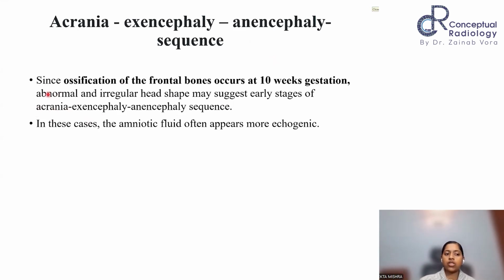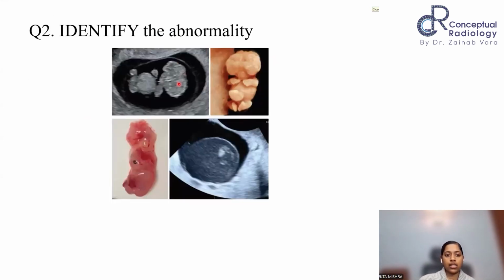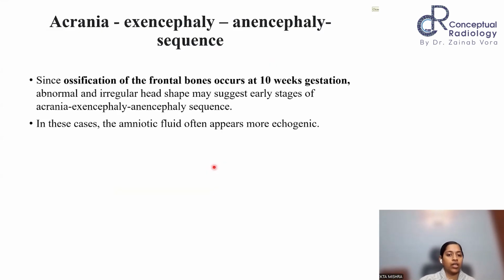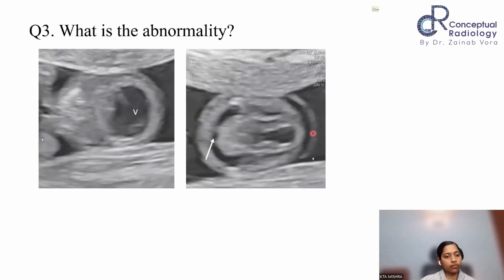So first there is absence of the bones, then the brain parenchyma herniates. Just like in this picture, you're seeing that the shape is not maintained and it is in direct communication with the fluid. Now, if you do a follow-up, the amniotic fluid becomes echogenic. So that is exencephaly, and eventually it gets dissolved. So everything above the orbit is gone. That is anencephaly, and the amniotic fluid appears more echogenic. Now the abnormality.